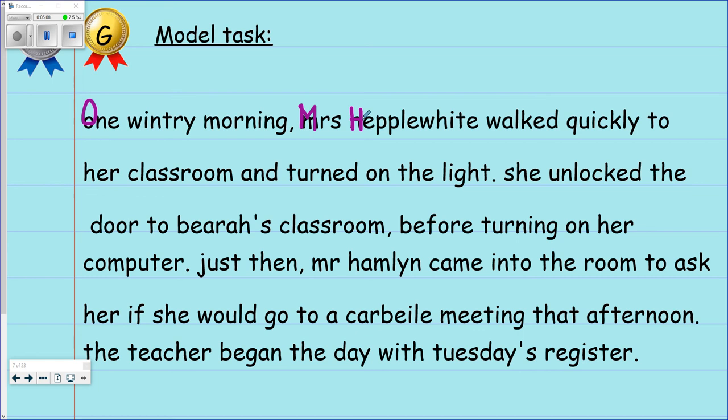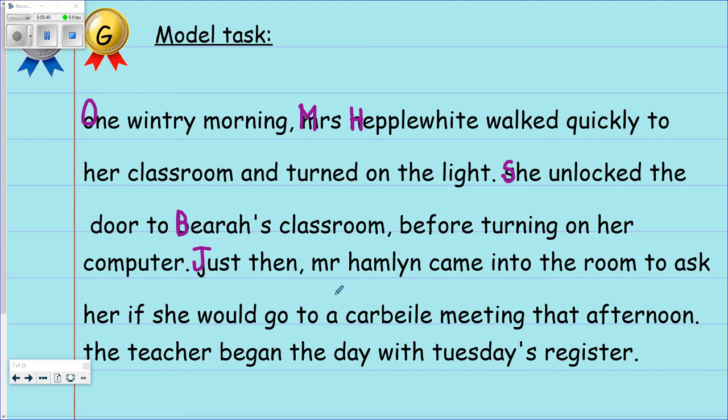Walked quickly to her classroom and turned on the light. Now there's a full stop, so what comes afterwards? Capital letter. So you'll be writing these sentences out into your books with the capital letters in the correct place, please. She unlocked the door to Beara's classroom. Now, Beara is the name of a class, so it needs to have a capital B. Beara's classroom before turning on her computer. Full stop. That means I need a capital J.